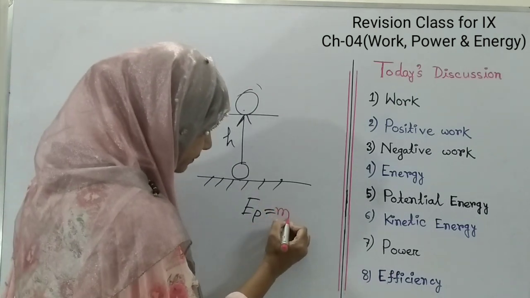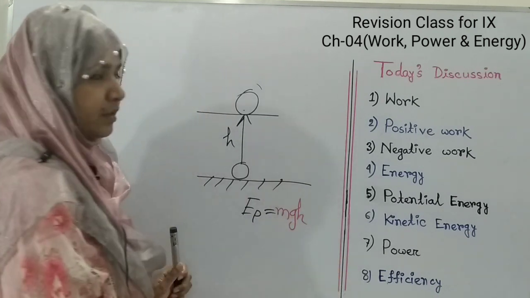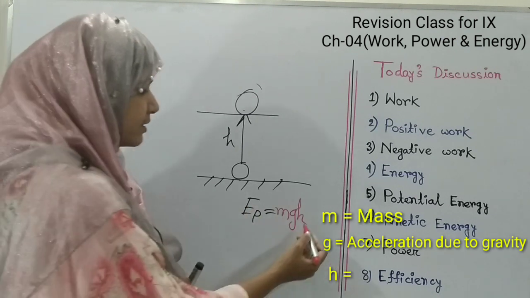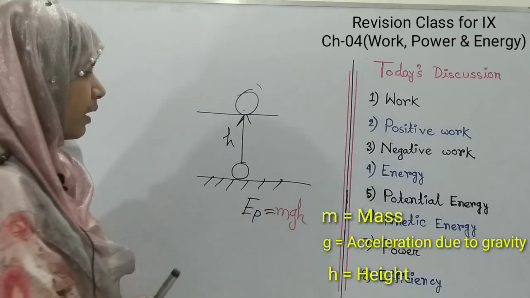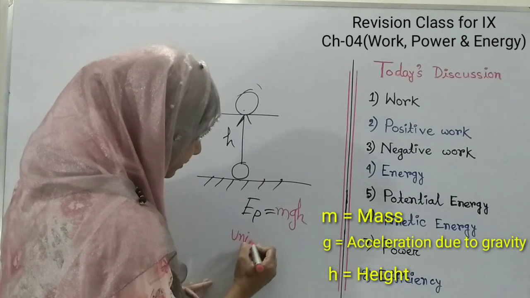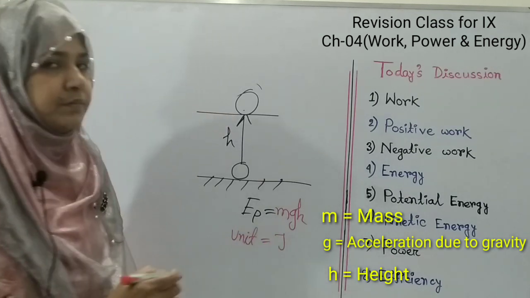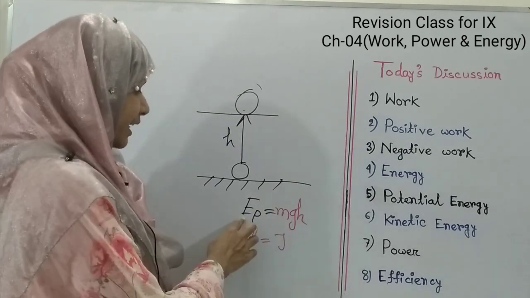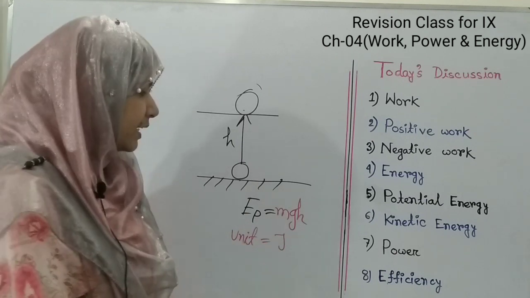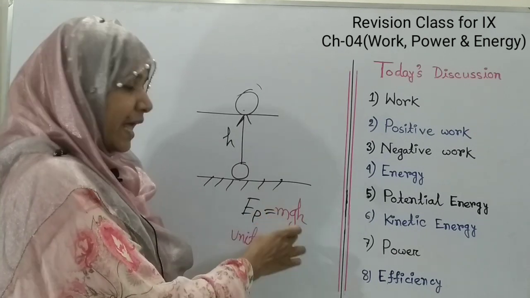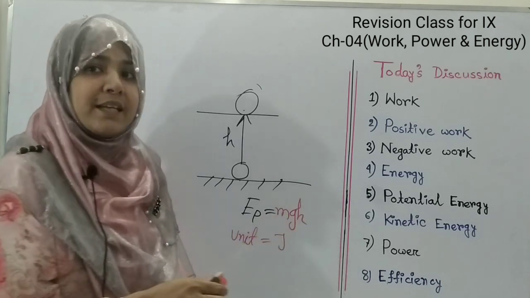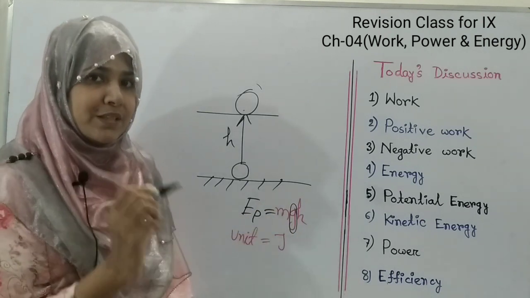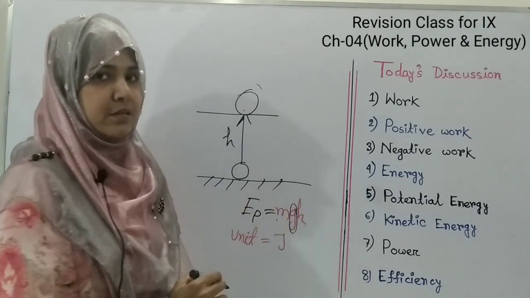m g h. Here m means mass of the object, g means acceleration due to gravity, and h is height. And the unit of potential energy is joule. From the equation you can see that EP equals mgh. That means potential energy depends on the mass and the height of the object, not on acceleration due to gravity, because g is a constant value. So EP always depends on the mass and height.